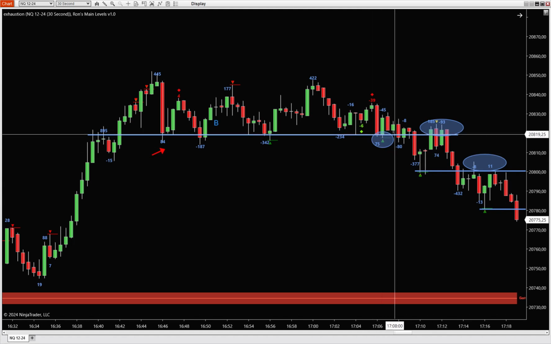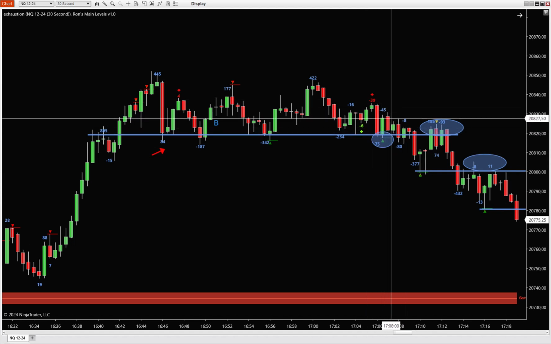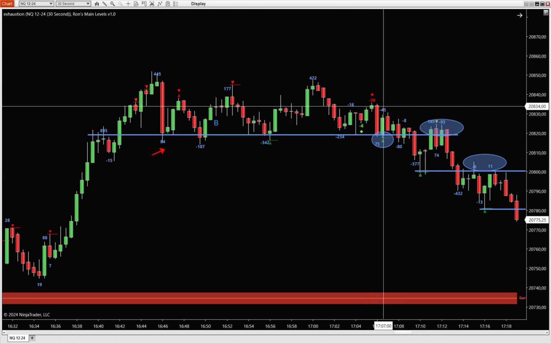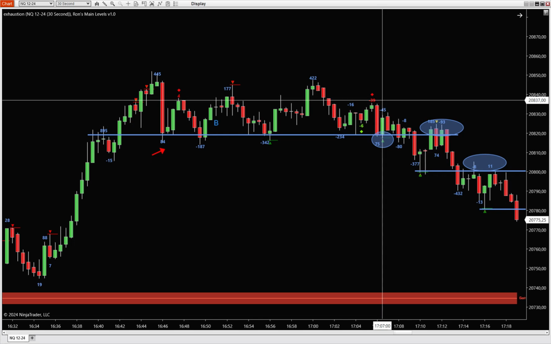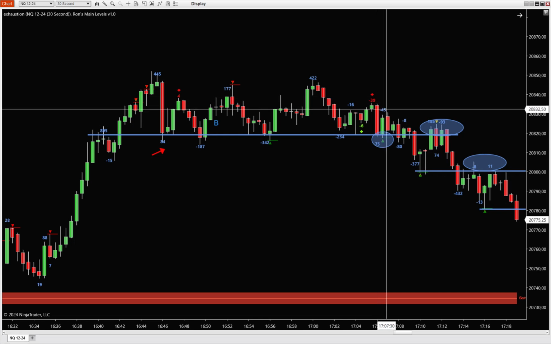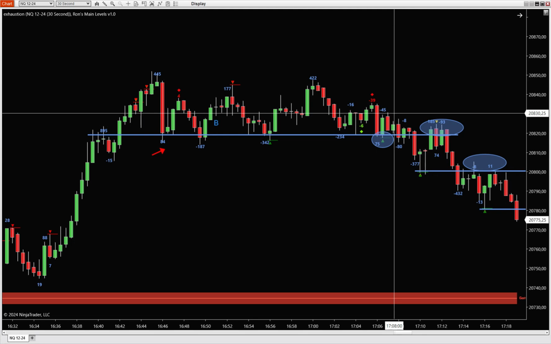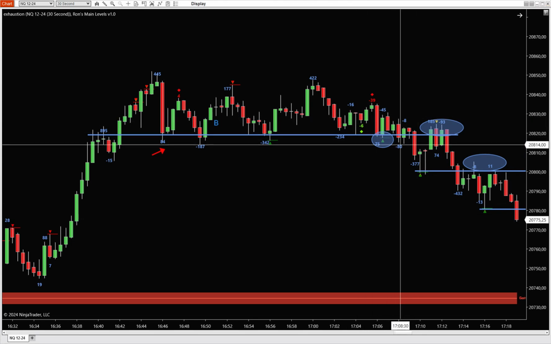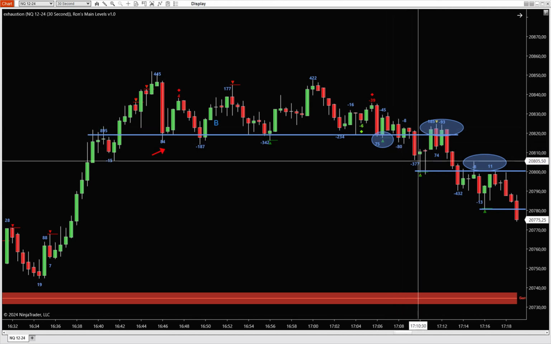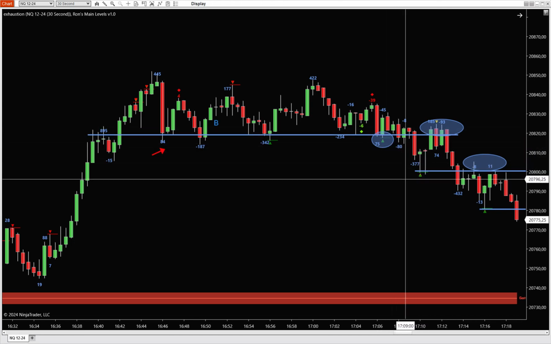So price reversed. Sellers stepping in on these highs. Normally we see buying signals, positive deltas over here. So we lost this trade. Price broke below. All good.